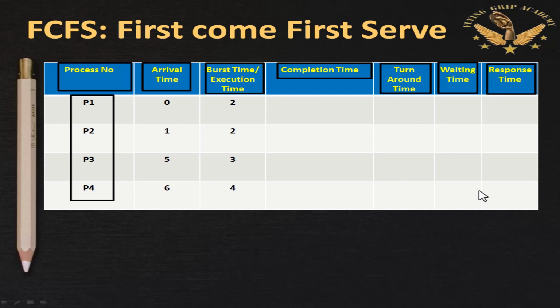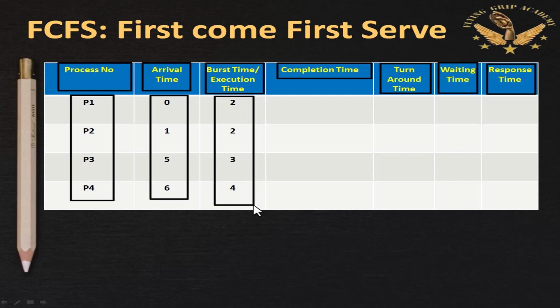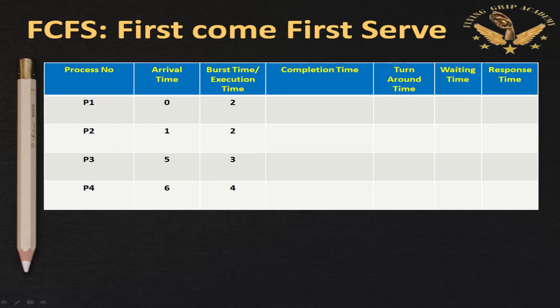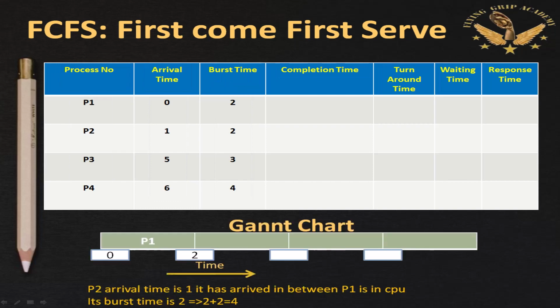Here P1, P2, P3 and P4 have been given arrival times, and the burst time, the execution time, is also given. So we are going to draw a Gantt chart. Based upon the Gantt chart, we are going to calculate completion time, turnaround time, waiting time and response time. So now we are going to draw the Gantt chart.